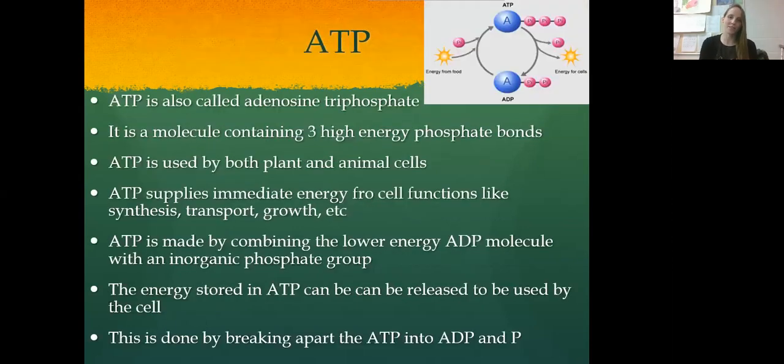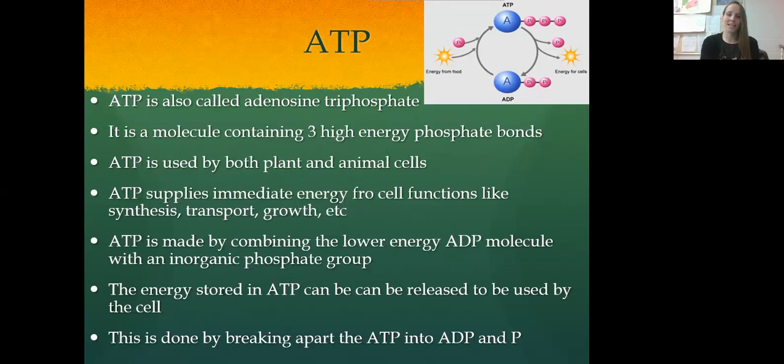So ATP, also called adenosine triphosphate, is a molecule that has 3 high energy phosphate bonds. So up at the top here, this is ATP. It has the adenosine and then 1, 2, 3 phosphates bonded to it. ATP is used in both plant and animal cells as an immediate energy supply for everything from protein synthesis to molecule transport to the growth of different cells.